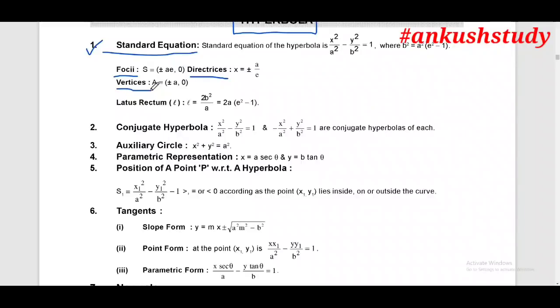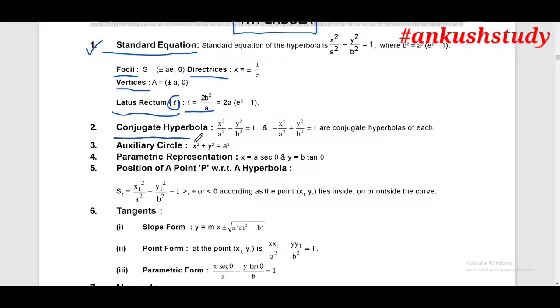And this is the vertices: A is equal to plus minus a comma 0. This one is the lattice rectangle. L is equal to 2b square upon a. It is represented as the L symbol, and thus L is equal to 2b square upon a, which is equal to 2a (e square minus 1).